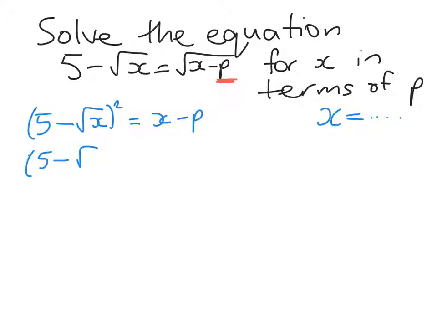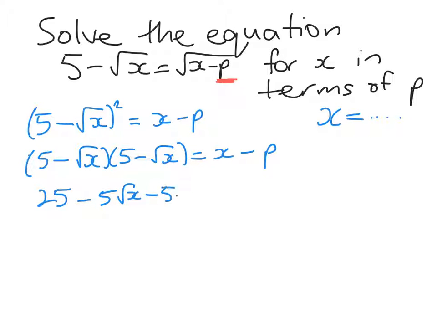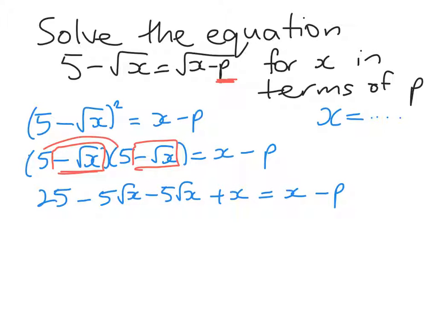We can expand this, so I'll write it out slowly, which is always a good thing to do, especially at the start of the year before you get really used to them. So 25 minus 5 root x minus 5 root x plus x is equal to x minus p. Remember, all I'm doing here when I expand is what we did back in year 9 and 10 with quadratics. So first, outside, inside, and last. Always remembering to put the sign with the thing after it.